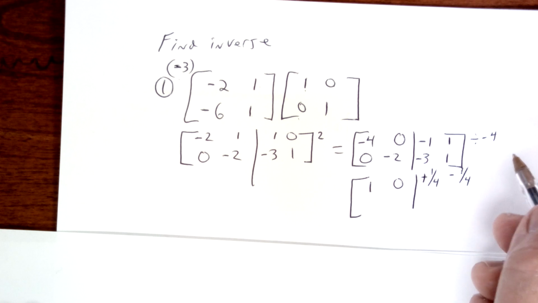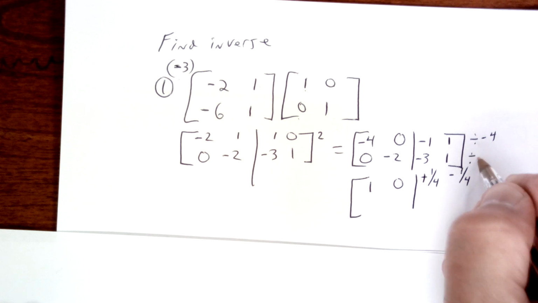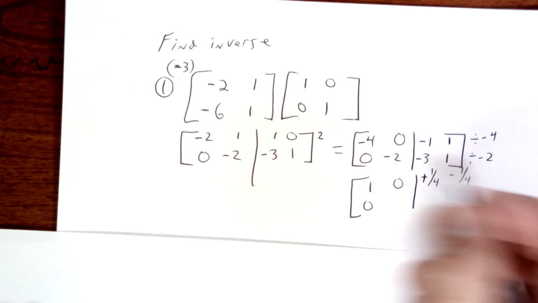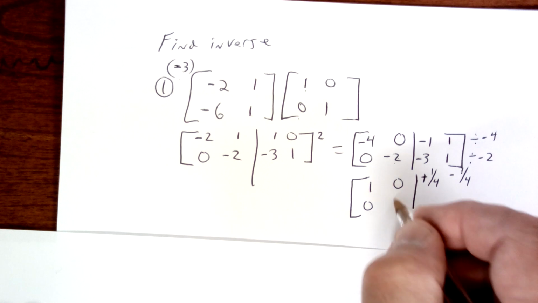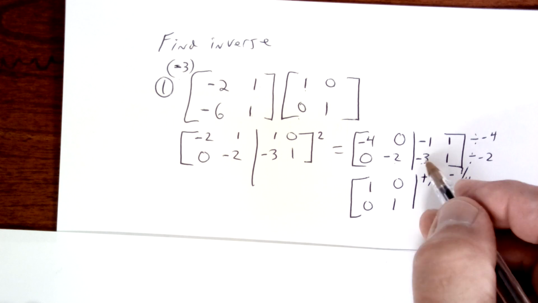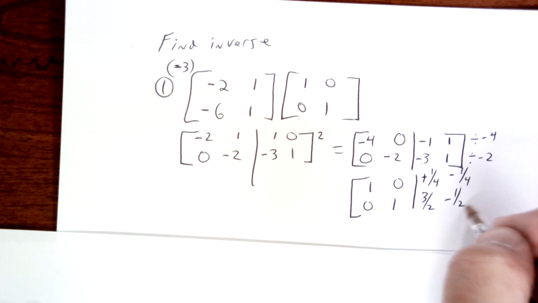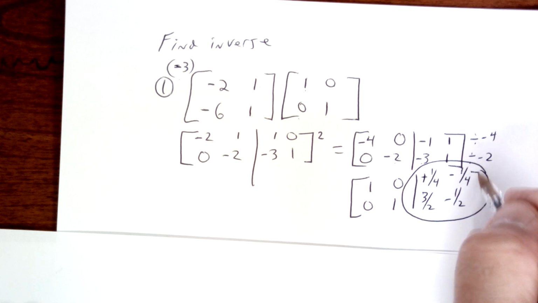This one right here, you're going to divide by negative 2, make that a 1. So 0 divided by 2 is 0. This divided by negative 2 is a positive 1. This is going to be 3 over 2, positive, and this is going to be a negative 1/2. And this right here should be your inverse function. Okay?